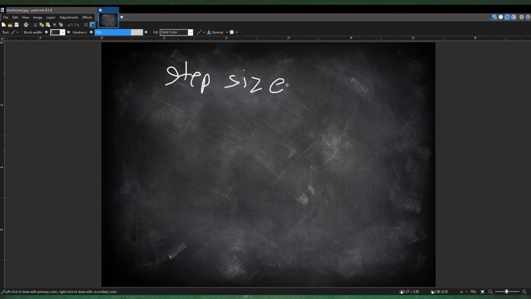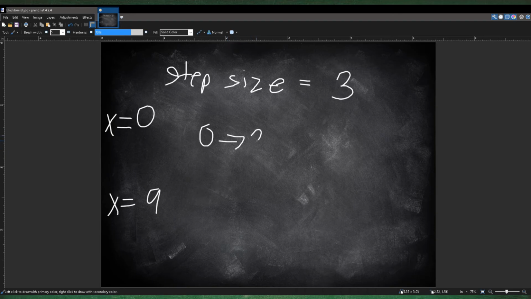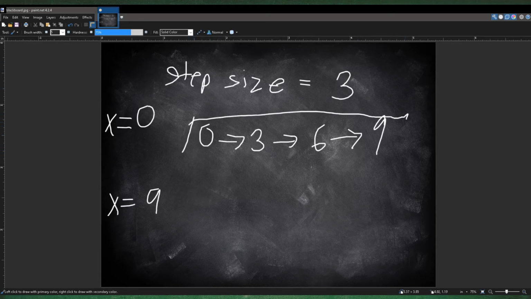So for the step size, let's say you want to start from x equals 0, but you want to find when x is equal to 9. Well, let's say we have a step size of 3. Then you go from 0 to 3 to 6, then to 9. You see how that works? Because 0 plus 3 is 3, 3 plus 3 is 6, 6 plus 3 is 9. And that's why this works, because then we can tell how many dots we have.